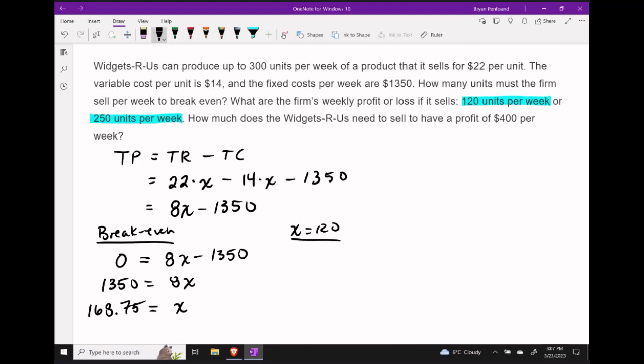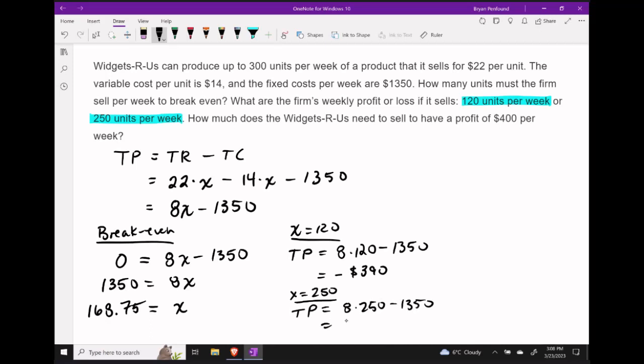Both of these numbers can be found by taking your total profit function and substituting in the unit number as X. So in our first case, we have 120 units per week. Let's sub in X is equal to 120. It's going to give us a total profit of 8 times 120 minus our fixed costs of $1,350. And simplifying that, we see we are at a loss this particular week of $390. On the other hand, if X was equal to 250, we'd have 8 times 250 minus our fixed costs. And in this particular week, we would see a profit of $650.